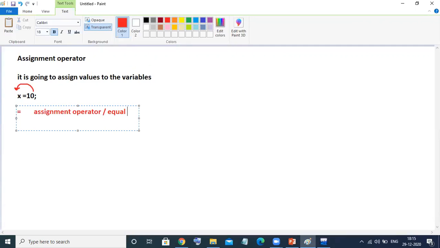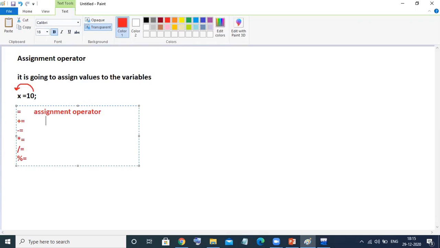Okay, that comparison operator is called equal to. But here, better to call this as equal. This is called as what? Assignment operators. There are more assignment operators also, like plus equal to, minus equal to, multiplication equal to, division equal to, and mod equal to.